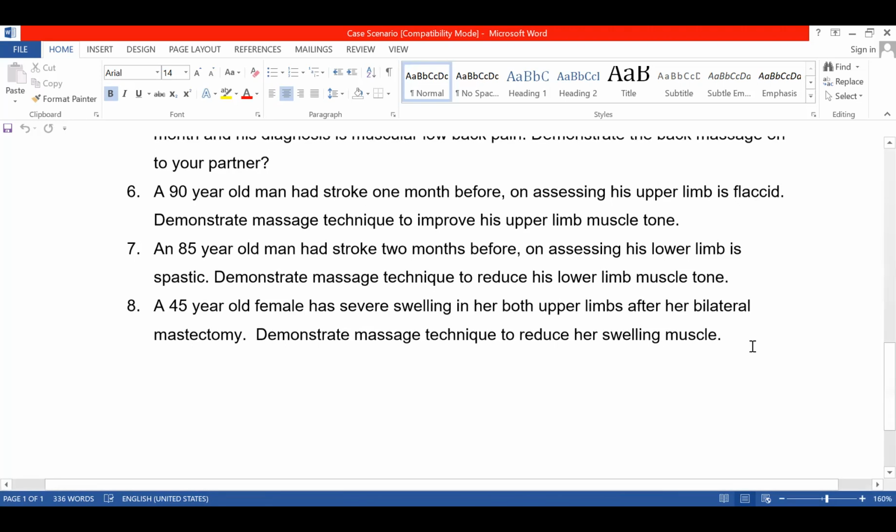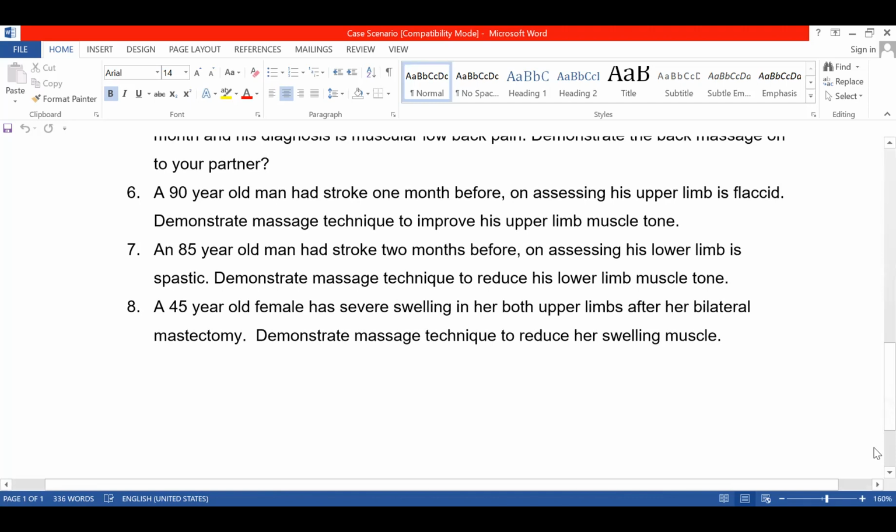Good morning, Miss. According to the case scenario, our patient is having lower limb fatigue, so the main purpose is to reduce the muscle tone. We will position the patient in prone lying, and all the massage is applied from distal to proximal.